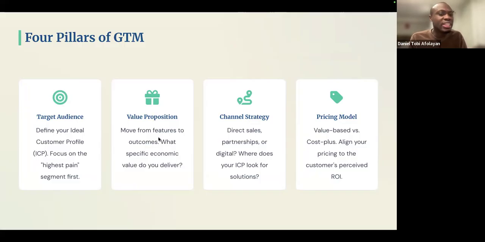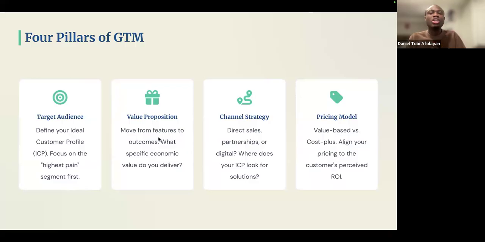And that's why I say you must be very detailed. Who is your ideal customer profile? What are their biggest pain points? Then also, what is your value proposition? What are the outcomes that you are going to solve in their life? Not your features. Don't talk about your features. What are the outcomes? What do you do for the rural women farmers? How are you going to change their business and their lives? What specific economic value do you deliver?